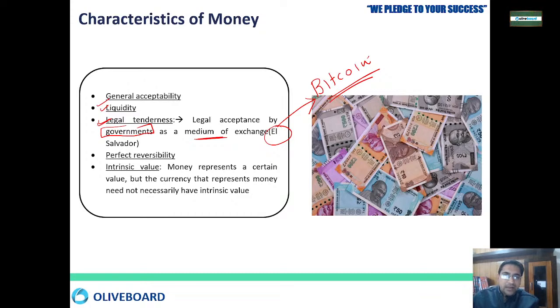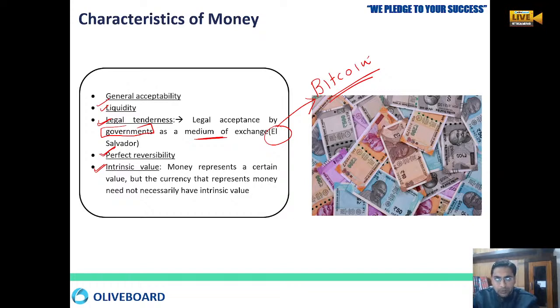Then perfect reversibility. You can give it to somebody, somebody can give it back to you. So you can take it back, you can give it back. Then intrinsic value. Intrinsic value means the paper from which it is made has some value. The coin which is made has some value.